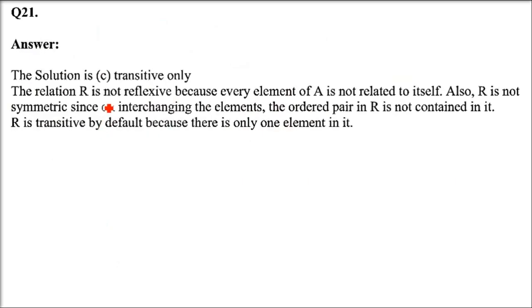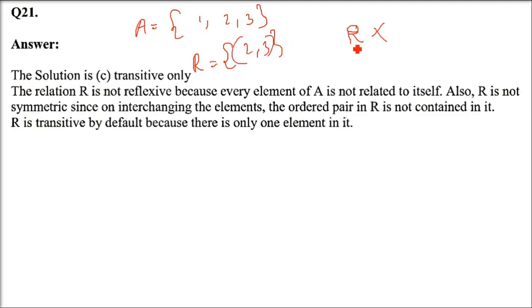Question number 21 here. A is {1, 2, 3}, then a relation R equals {(2, 3)} on A. Now this question, we have dealt with this a lot, and same concept, let me reiterate. A is {1, 2, 3}, this is the set, and the relation is (2, 3). Now when you have only one ordered pair in the relation, how to find out? (1, 1), (2, 2), (3, 3) are not there, so it is not reflexive. Symmetric: (2, 3) is there, (3, 2) should be there. It is not symmetric.